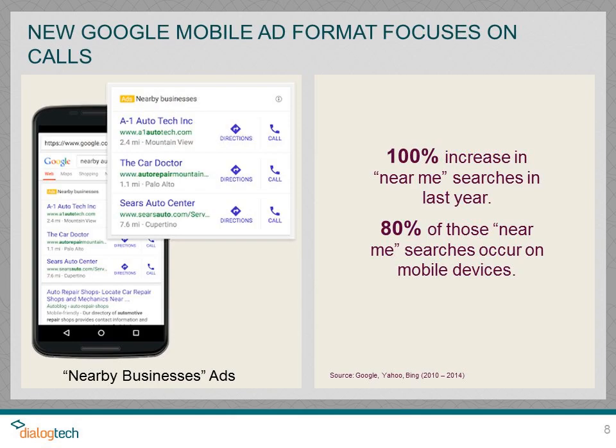Since more and more inbound calls are being driven from mobile search, Google has even introduced a new ad format that focuses specifically on driving calls from smartphones. Nearby business ads appear when a searcher uses nearby or near me in their search query. And then the results include an extension for directions and also a call extension so that the searcher can connect in a conversation immediately with the business. And over the past year, Google found that there was a 100% increase in searches that contain the term near me, and 80% of those searches occur on mobile devices.